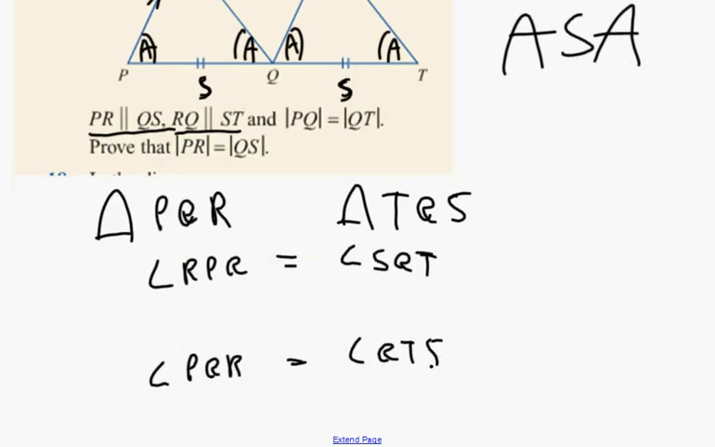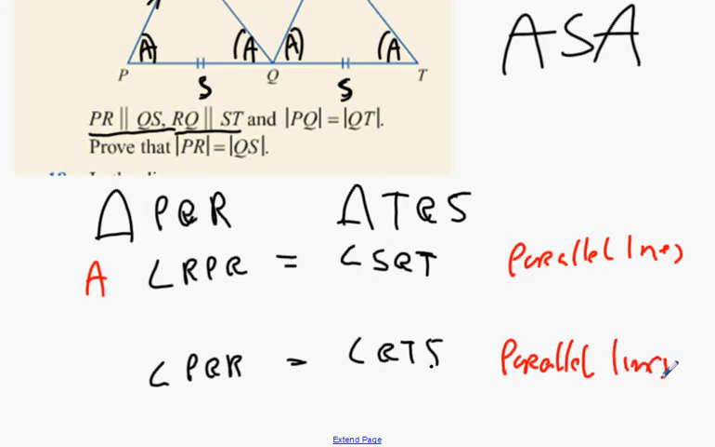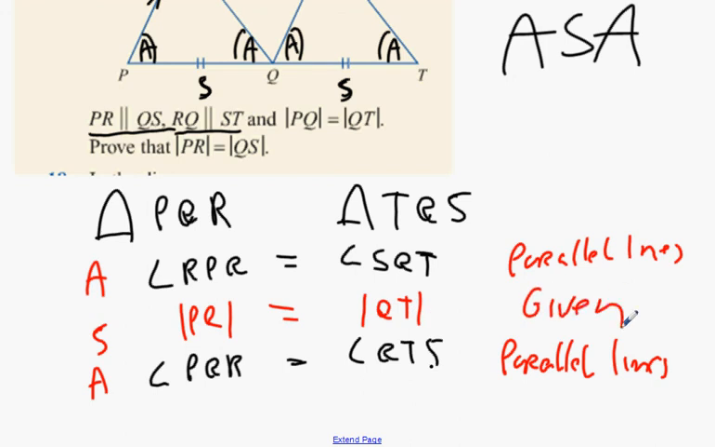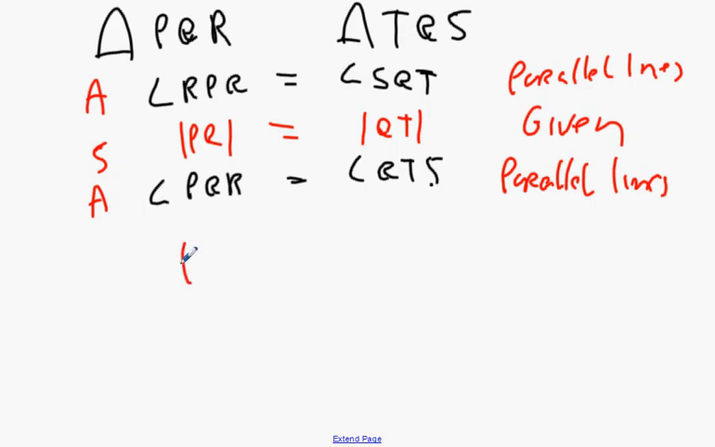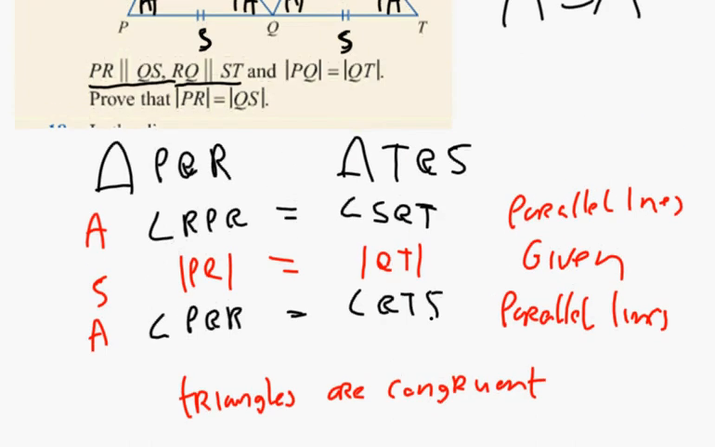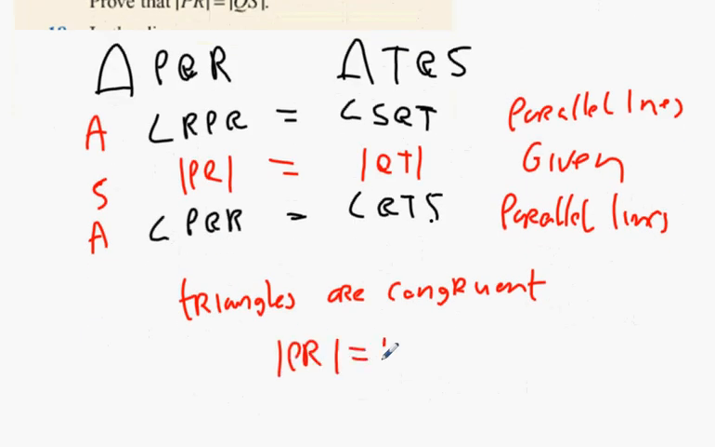And what's the last side? I need the side now. I have the angle. Reason being parallel lines. Other reason, parallel lines. What's the S reason? Which S is equal to which S? So PQ equals QT. What's the reason? It's given. Given, yeah. Triangles are, what's that word I use? Congruent. And if the triangles are congruent, then PR must equal QS because they're the same size. Okay, guys.